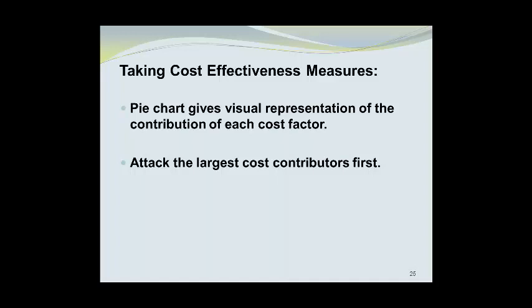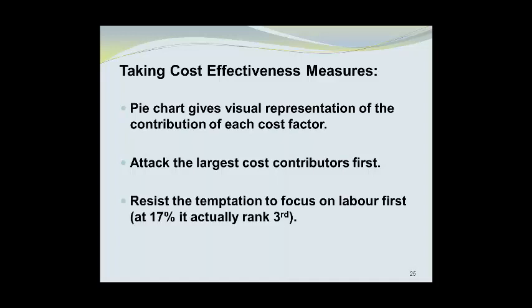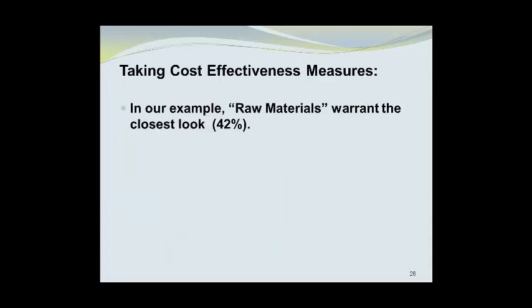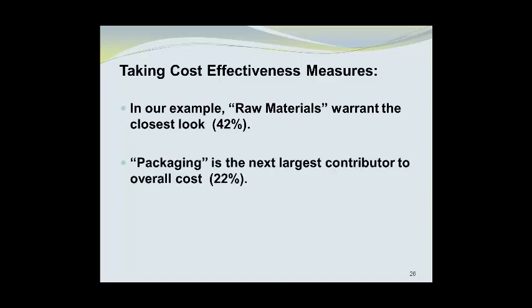You should attack the largest cost contributors first. You also need to resist the temptation to focus on labor first. At 17%, it actually ranks third. In our example, raw materials warrant the closest look. Once again, they contribute 42% of the final cost of the beverage.